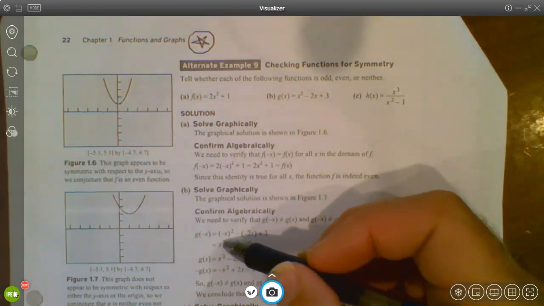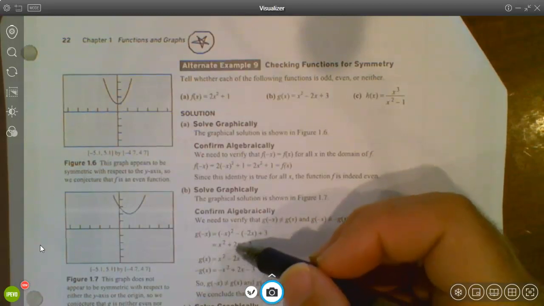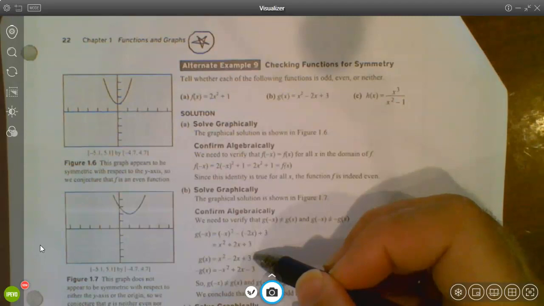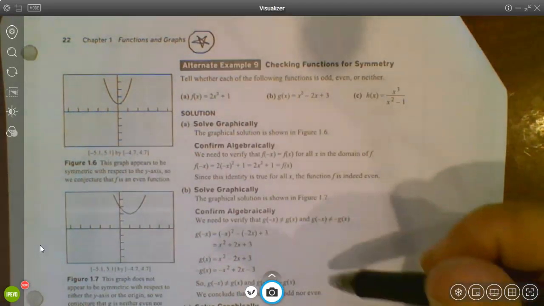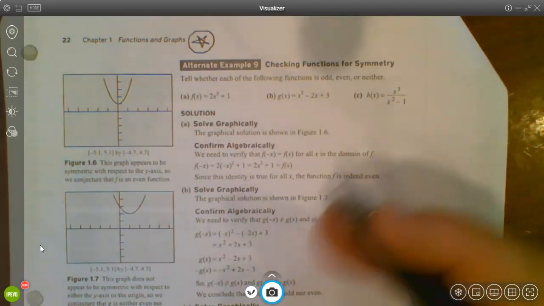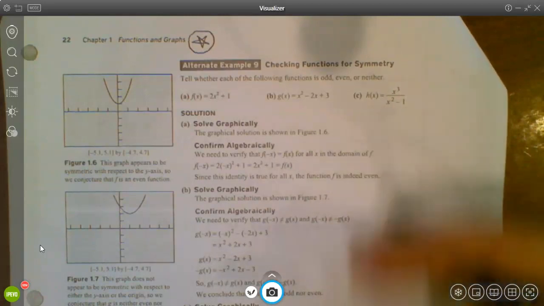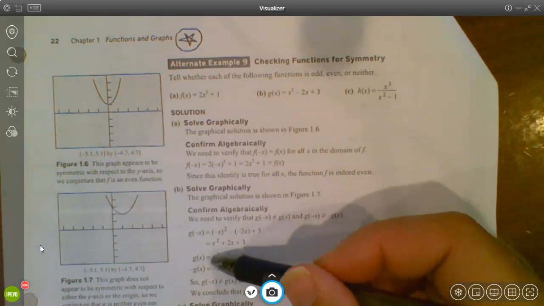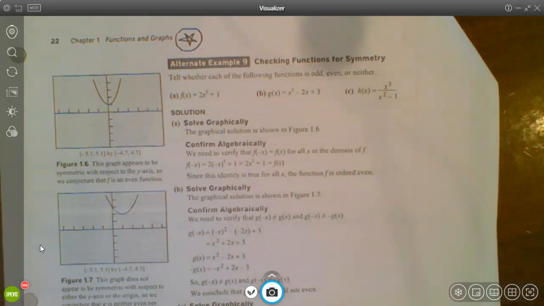You can see that this one stayed the same, this one changed signs, and this one stayed the same. So in other words, there wasn't an all or nothing scenario, right? They either have to all stay the same or they have to all change in order to be odd or even. And since there's a mixture of some that stayed the same and some that changed, we'd have to say it's neither odd nor even, right?